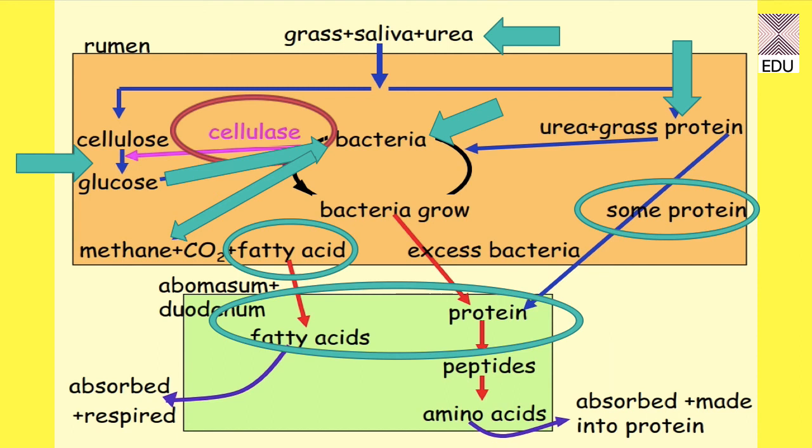Now here the fatty acids are absorbed and assimilated for making energy. The energy is used. The proteins are converted into peptides and then to amino acids. They are again absorbed and they are used for making either proteins or energy.